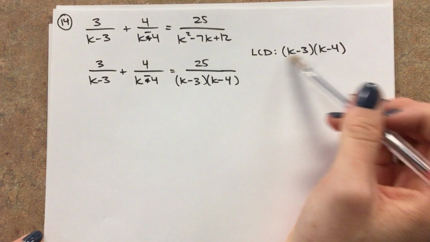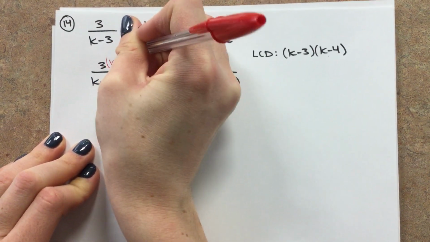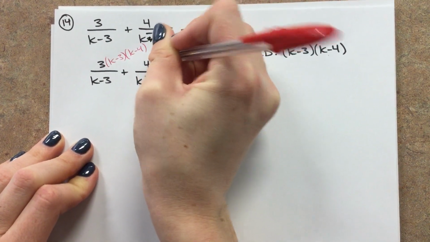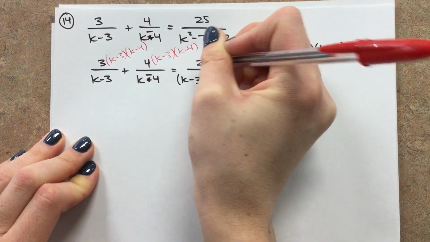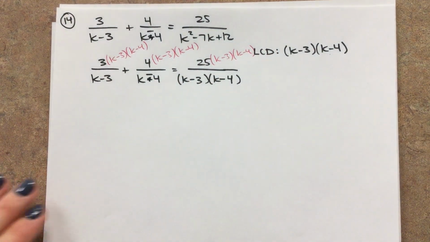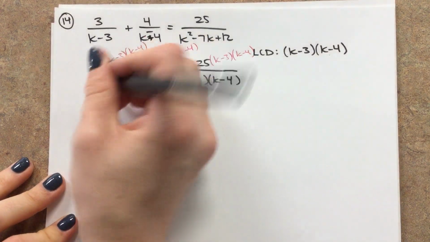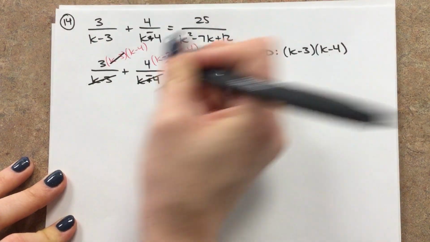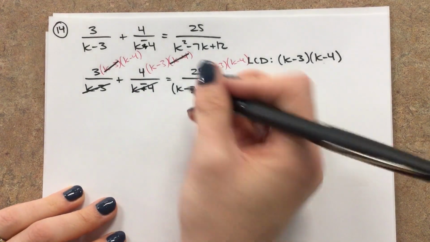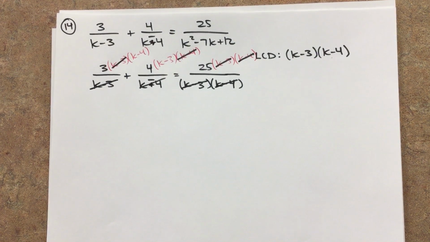Okay, so you take this LCD, the k minus 3, k minus 4, and you multiply everything on both sides. So both of these expressions get multiplied by the LCD. And then when you do the canceling, all the denominators should cancel out. Otherwise, you may have chosen the wrong LCD. So the k minus 3s here will cancel, k minus 4s here will cancel, and then the k minus 3s and the k minus 4s on the right-hand side. If you look, the denominators are gone, and that's what should have happened.